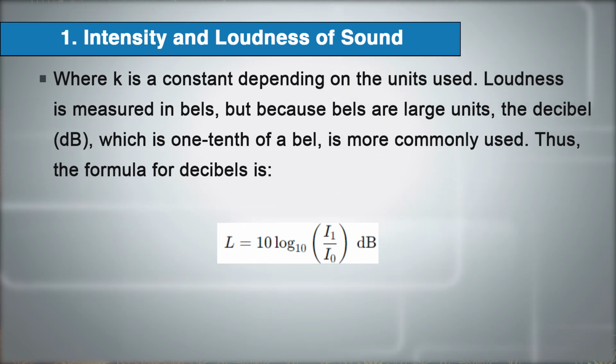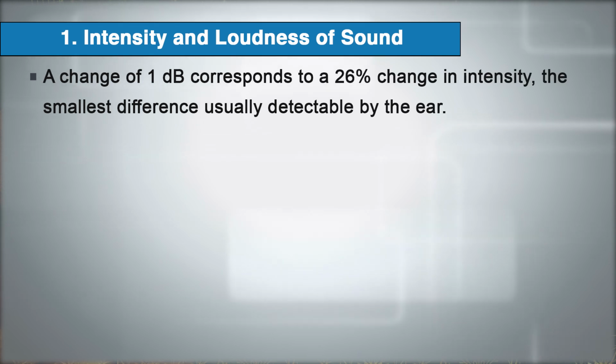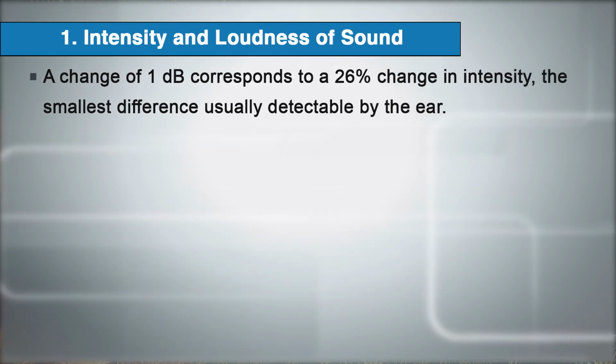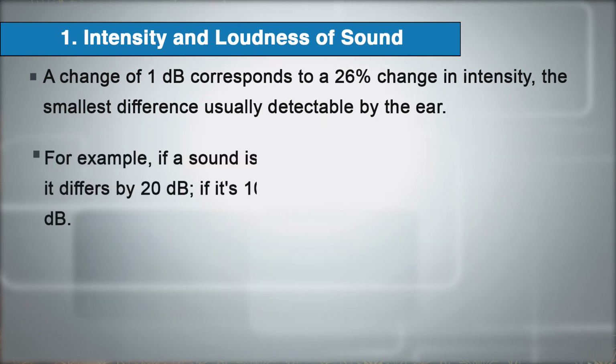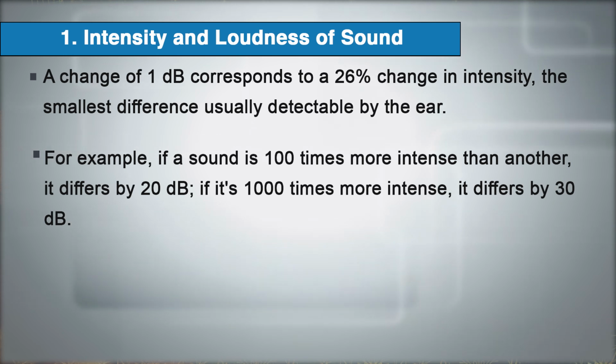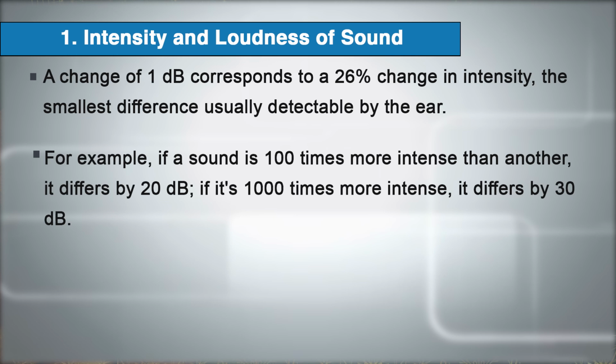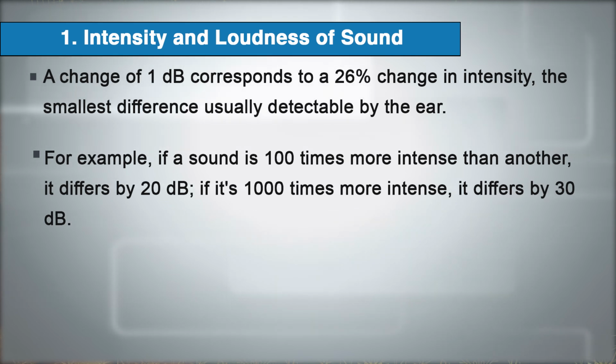The unit is decibel. A change of 1 decibel corresponds to a 26% change in intensity, the smallest difference usually detectable by the ear. For example, if a sound is 100 times more intense than another, it differs by 20 decibel. If it is 1000 times more intense, it differs by 30 decibel.